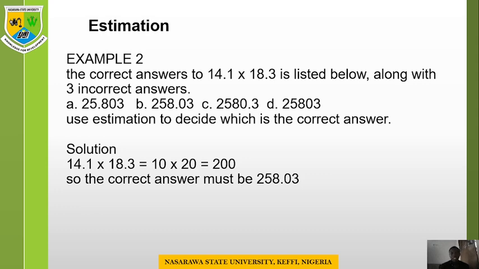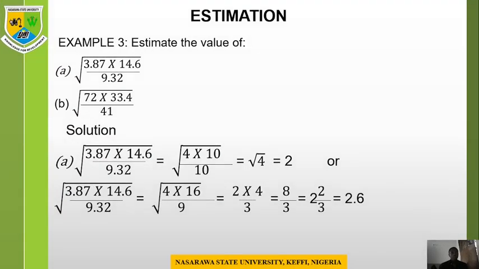So the correct answer must be 258.03, because 200 is closer to 258.03 than any other value. And if you use your calculator, you will notice that the actual value is 258.03.